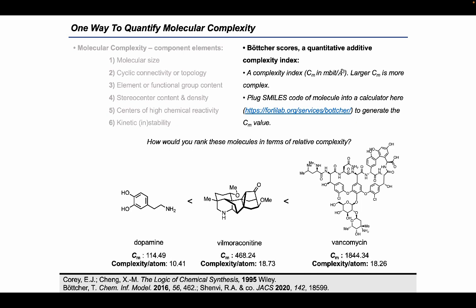When we plug the SMILES codes for dopamine, vilmorrianine, and vancomycin into the calculator, we see that the absolute structural complexity indices do indeed match our intuitive ranking, increasing from 114 to 468 to 1844. However, notice that vilmorrianine is ranked as slightly more complex than vancomycin on a complexity per atom basis, reflecting its high topological complexity and density of stereocenters.